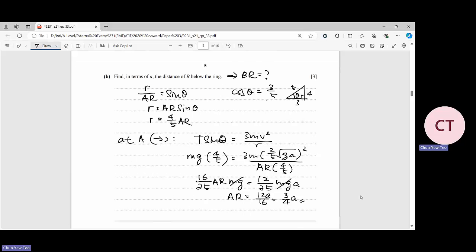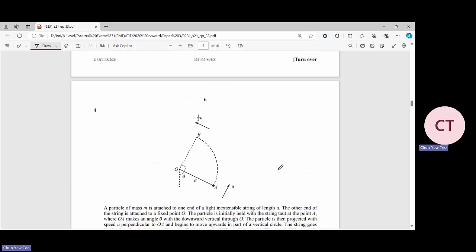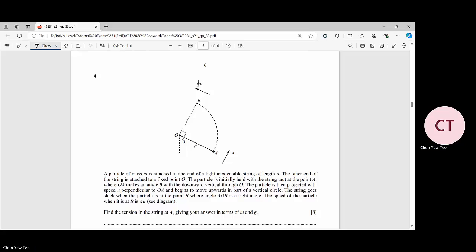AR is 3 over 4 A, but we're looking for BR. We know that AR plus BR must equal the length of the string, which is A. The string is inextensible, so therefore BR will be equal to 1 over 4 A. Just like that, that will be the answer for part B. Okay, so now we move on. We have question number 4.